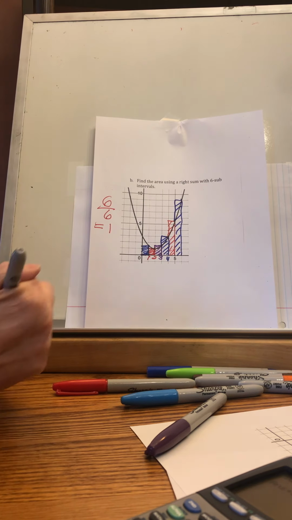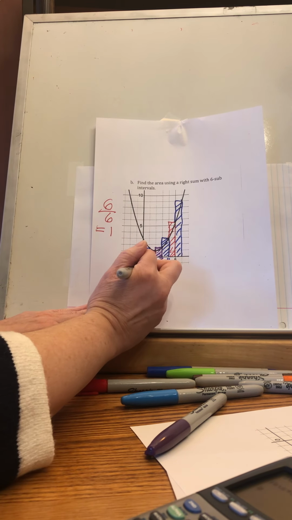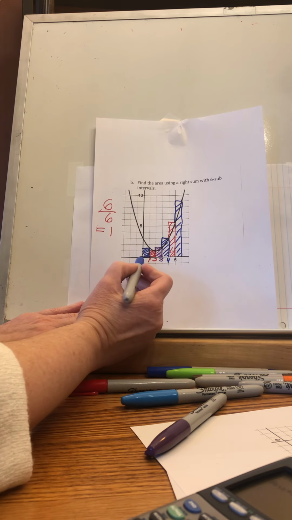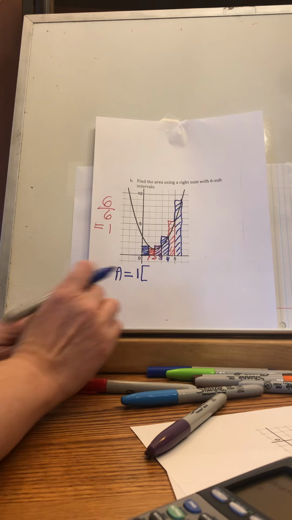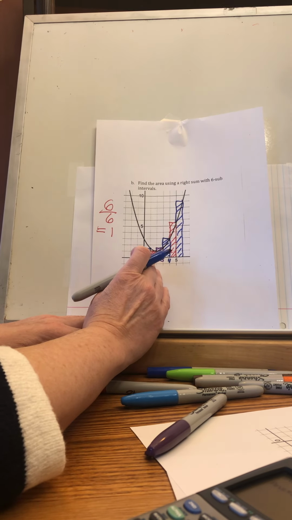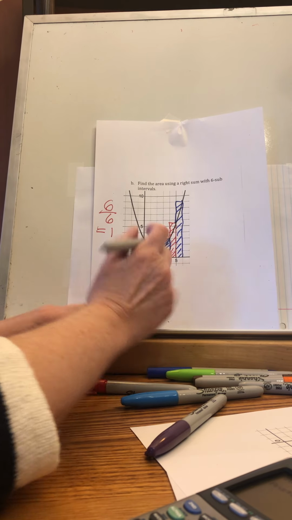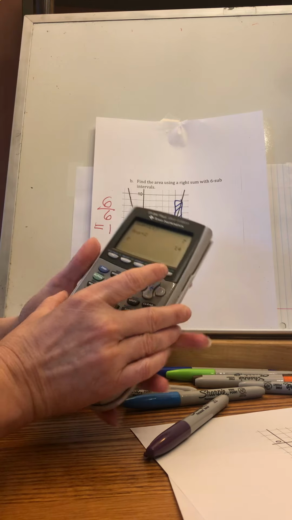There's my 6 rectangles. Area in this case is going to be 1, because each rectangle's base was 1 unit long, times the corresponding heights at the values on the right-hand side, which were 1, 2, 3, all the way up to 6. So this time we started at 1 and ended at 6.